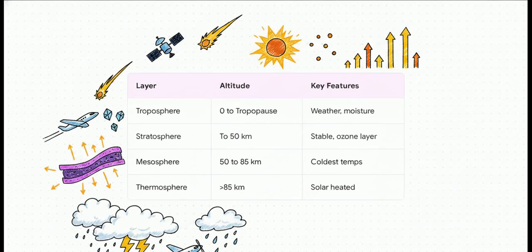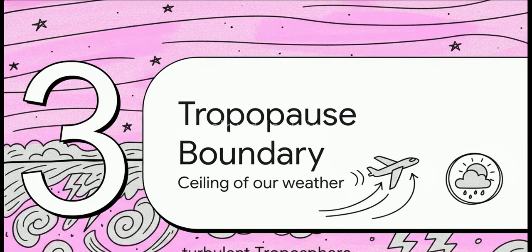Just above that is the stratosphere, going up to about 50 kilometers. Here, we actually get a temperature inversion. It gets warmer as you go up because the ozone layer is busy absorbing solar UV radiation, making the stratosphere highly stable and totally free from convective weather. Keep going and you hit the mesosphere with plunging, freezing temperatures, and finally the thermosphere, where high-energy solar radiation makes the temperatures absolutely spike again. Now, for commercial aviation, pretty much all the action happens in the troposphere and just the very lower edges of the stratosphere. Which brings us to part 3, the tropopause boundary, the literal ceiling of our weather.